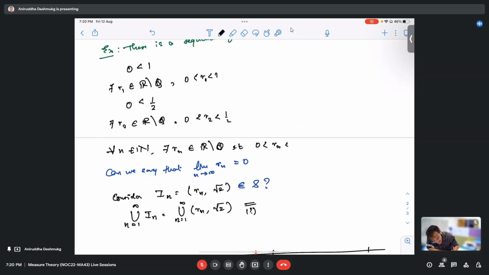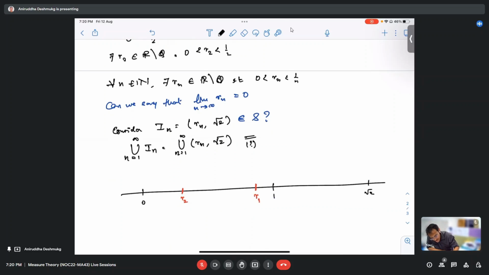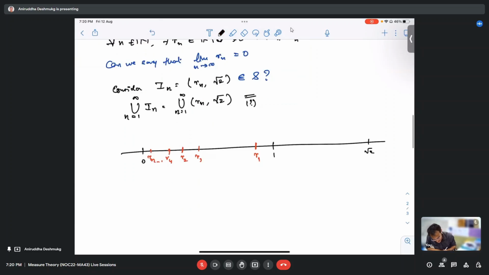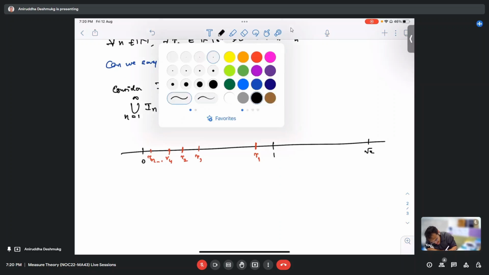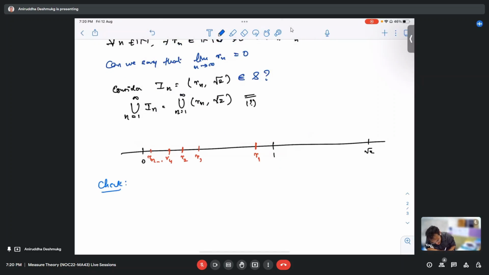No worries. Half and then 1 by n. Somewhere here was R2. Maybe R3 is here, R4 is here. But what happens is after a certain time, Rn comes very close to 0, right? You can check the fact that for every positive x, you can always find some n such that Rn is strictly less than x. And this simply happens due to the Archimedean property.